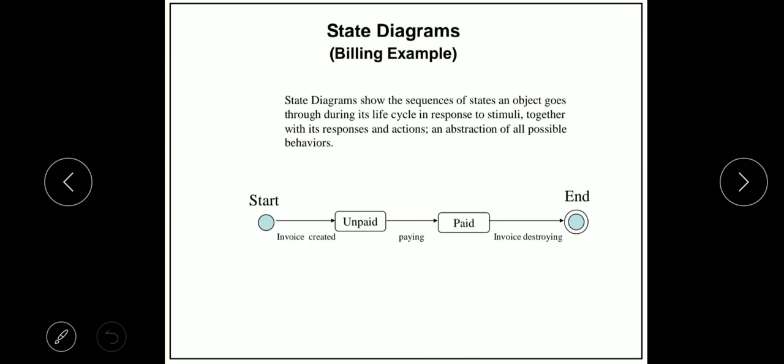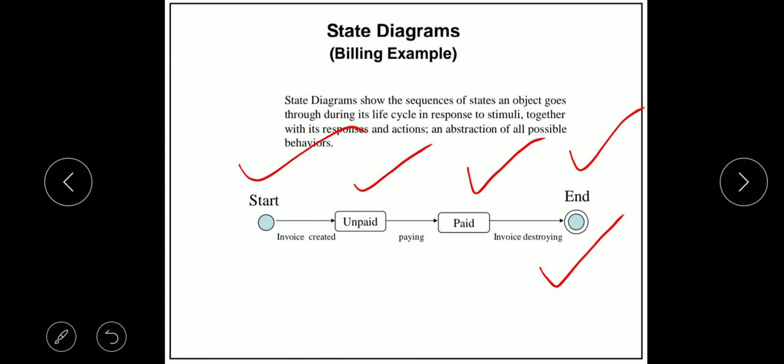Okay, here in a state chart diagram there should be two points, that is a start point and an end point. Start is symbolized by one filled circle only, and end is described by two circles. Next, these unpaid and paid are the states.